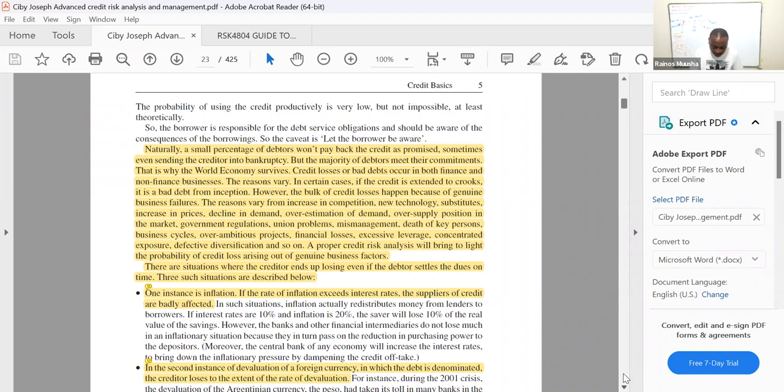However, the bulk of credit losses happen because of genuine business failures. The reasons vary from an increase in competition, new technology, substitutes, increase in prices, decline in demand, overestimation of demand, oversupply in the market, government regulation, union problems, mismanagement, death of key persons, business cycles, overambitious projects, financial losses, excess leverage, concentrated exposure, defective diversification, and so on. So these are some of the reasons that result in business failures. Is there any question regarding any one of the reasons given before we move on? Any questions?